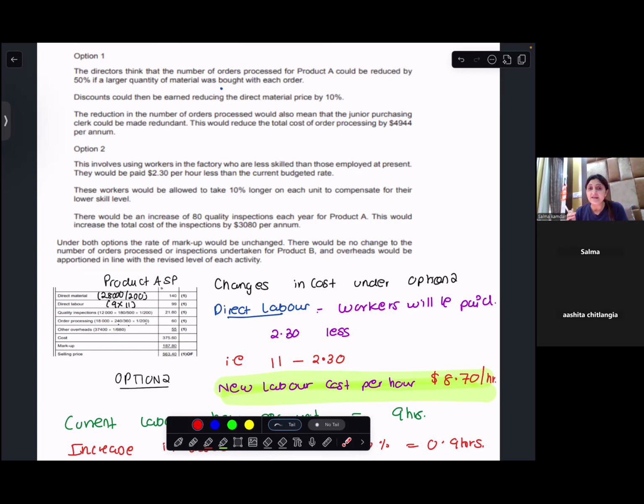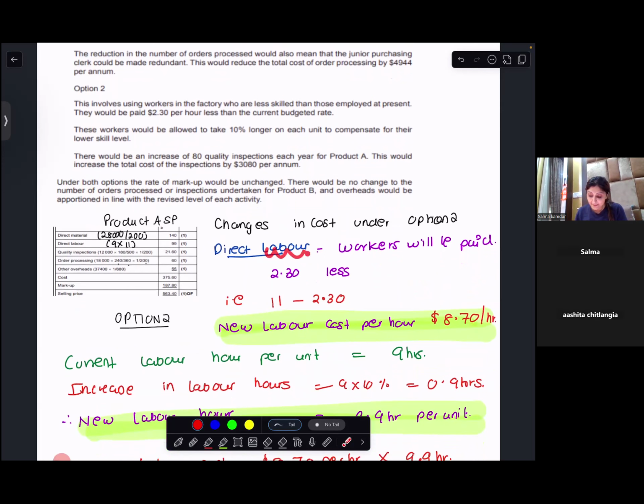Option 2 is telling that I will employ less skilled workers and these workers will be paid 2.30 per hour less. So my direct laborers will be paid 2.30 less. The new labor cost will become 11, which was paid initially, minus 2.30, which I'm going to reduce because they are less skilled. So my new labor cost will be 8.70 per hour.